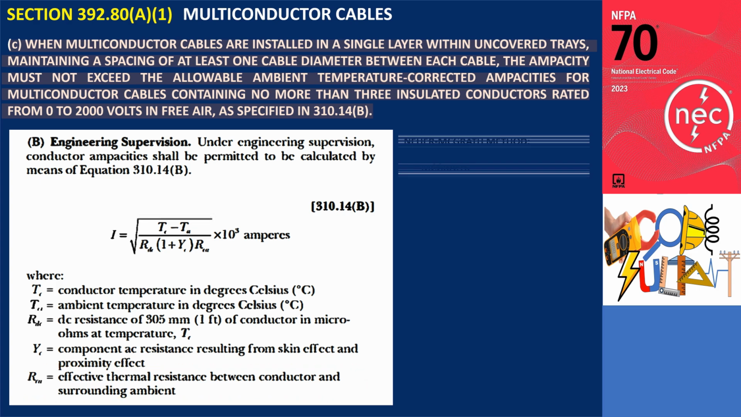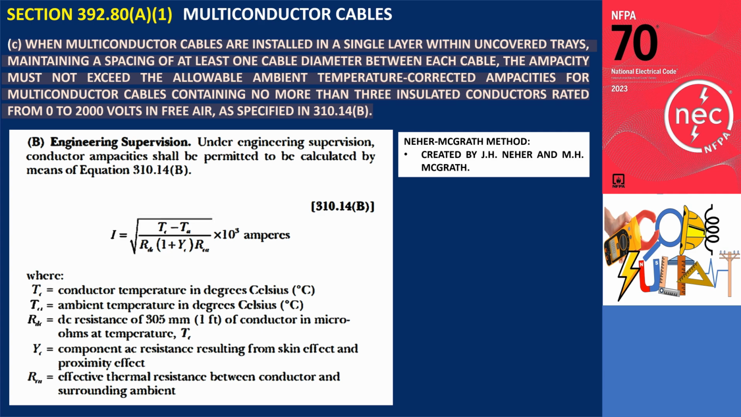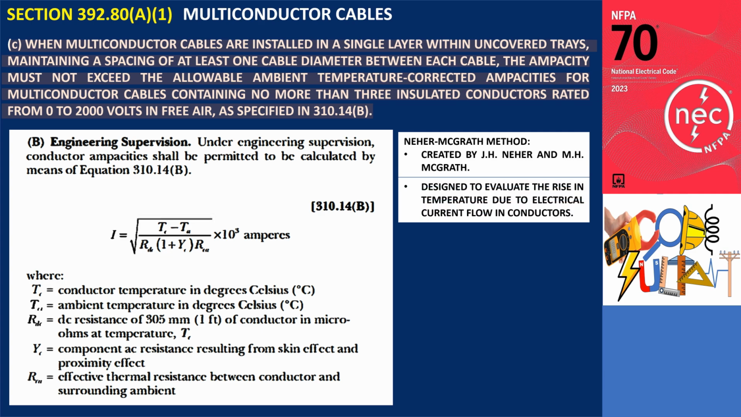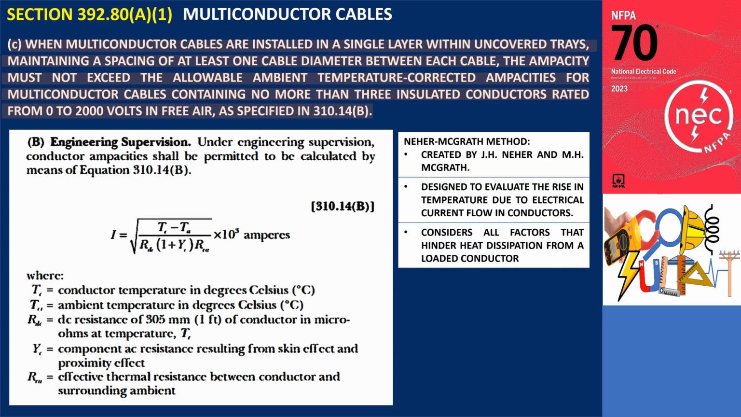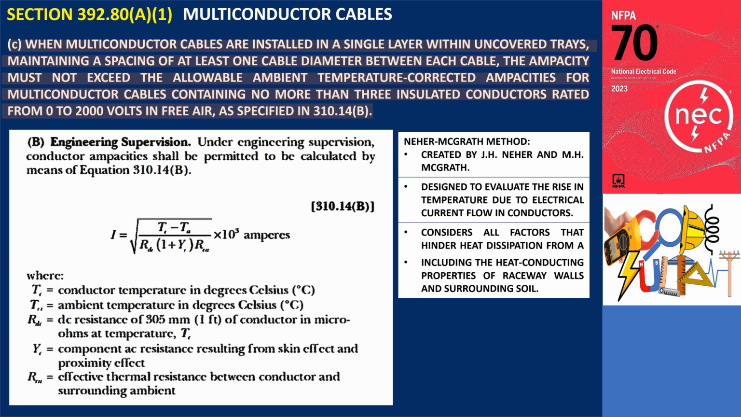The formula, created by J. H. Neher and M. H. McGrath, is designed to evaluate the temperature rise due to electrical current flow in conductors. It considers all factors that hinder heat dissipation from a loaded conductor, including the heat-conducting properties of raceway walls and surrounding soil.